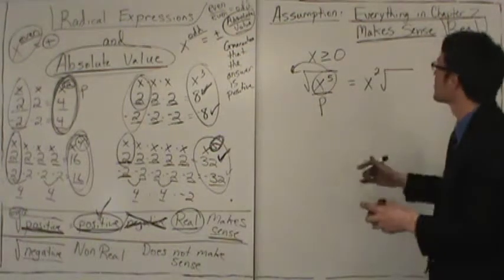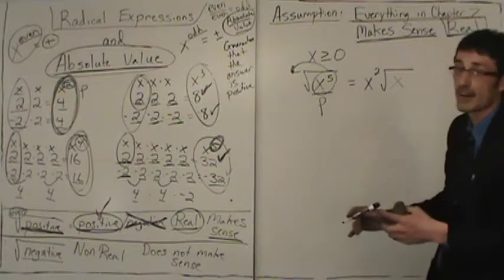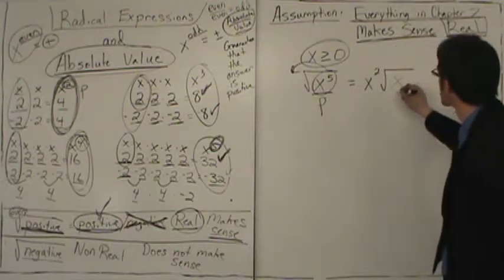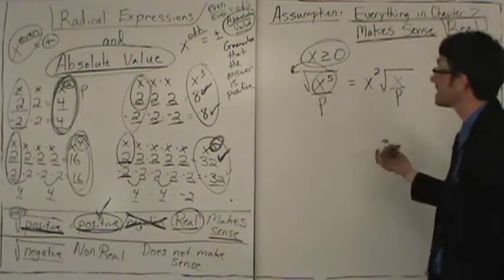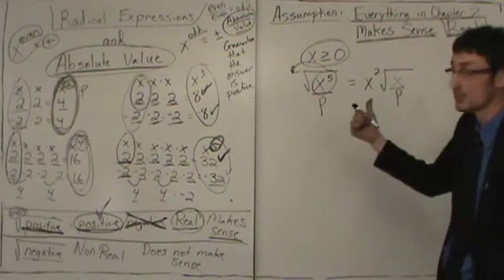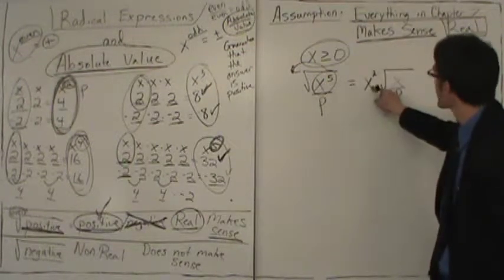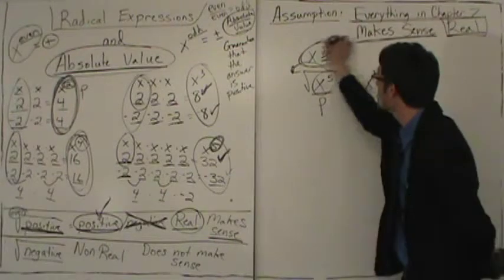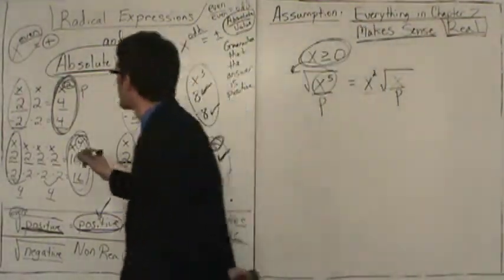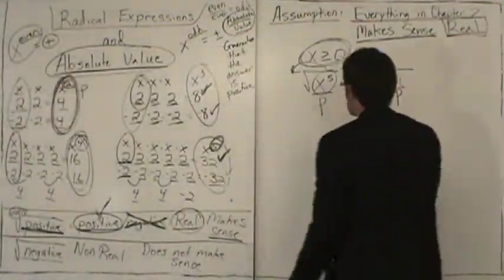And what's left over? Well, we took a total of 4 x's out, so there's 1 x left. Did we know that our x is positive? Yes. So is our radicand still positive? Yes, it is, because x is positive, so we're still good here. What about x squared? Do we need absolute value around the x squared? Absolutely not. First off, we know that x is positive. Secondly, x squared is positive.